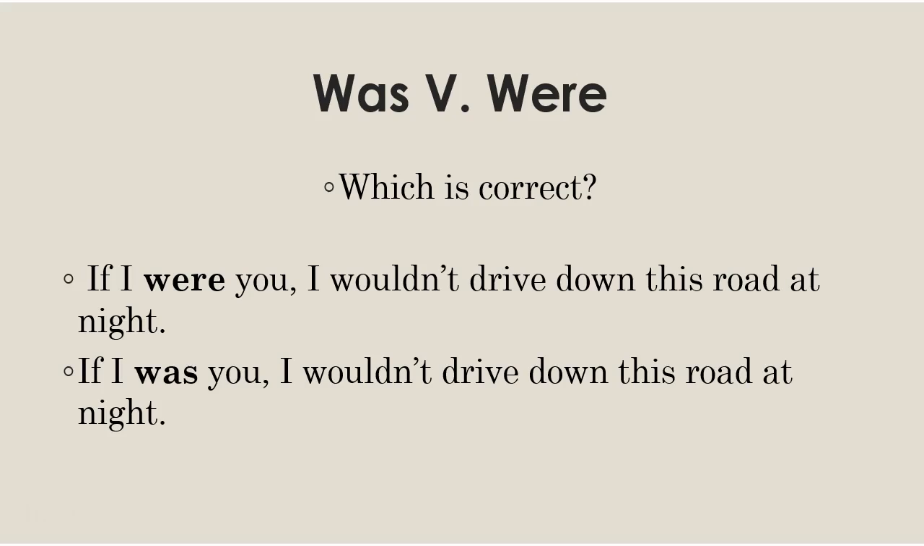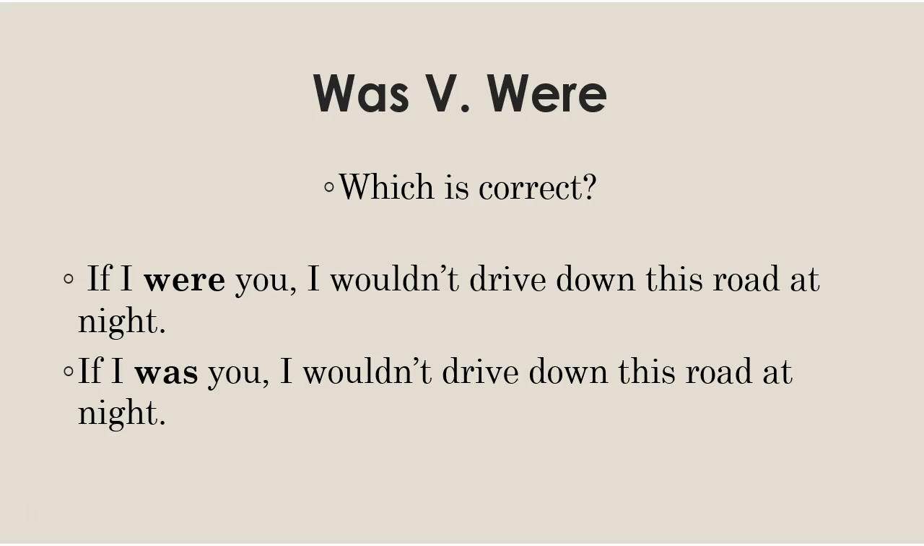So the first thing we're going to look at is whether or not we should use was or were. I want you to read these two statements and figure out which one is correct. You don't need to write them down, it's just something to think about. If I were you, I wouldn't drive down this road at night. Or, if I was you, I wouldn't drive down this road at night. Think about which one you would be more inclined to write without thinking about it too much. And now think about which one is in the present tense and which one is in the future tense or the past tense, and how that changes the meaning of the sentence.